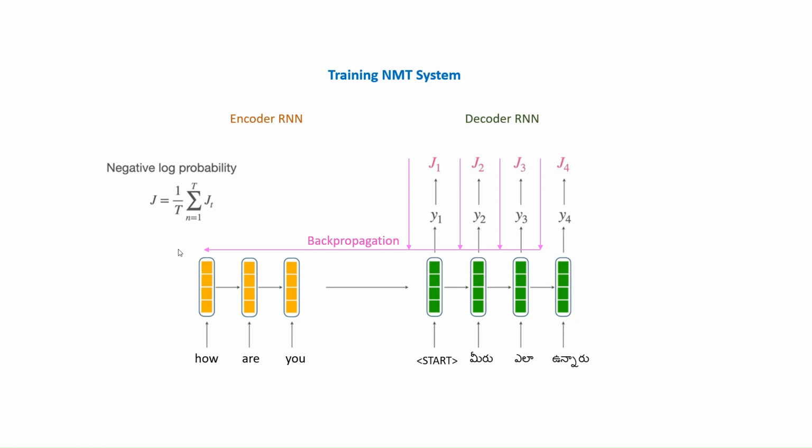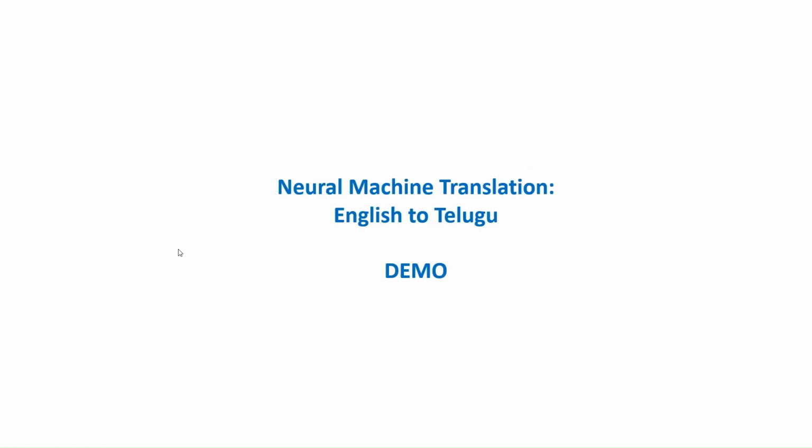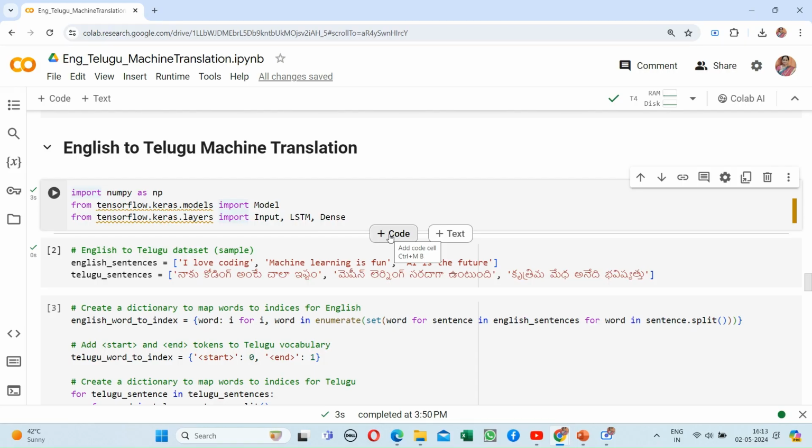Let's move on to the demo part. So coming to the demo part of the English to Telugu machine translation task. In the first step, we imported all the required libraries from TensorFlow Keras. We imported the model and the layers which are required: Input, LSTM and Dense layers.